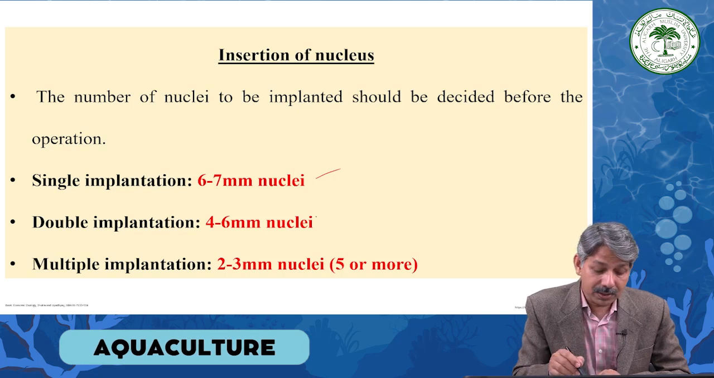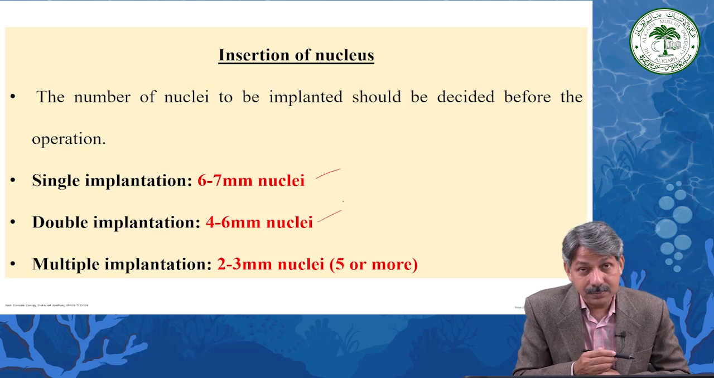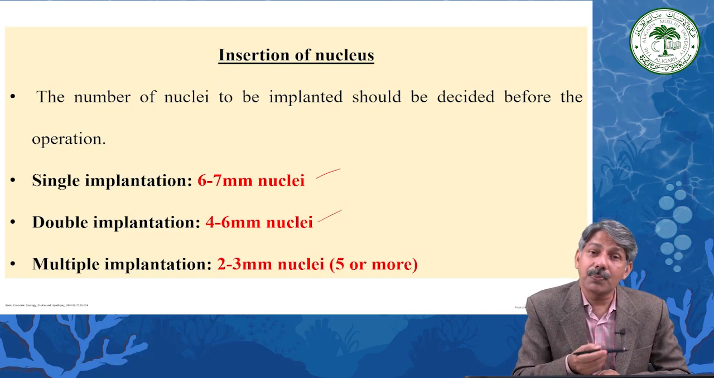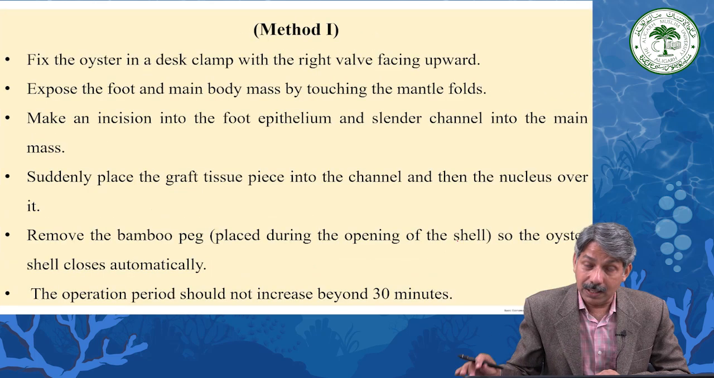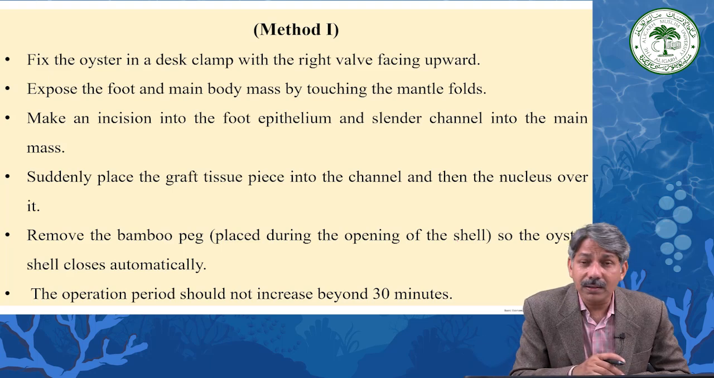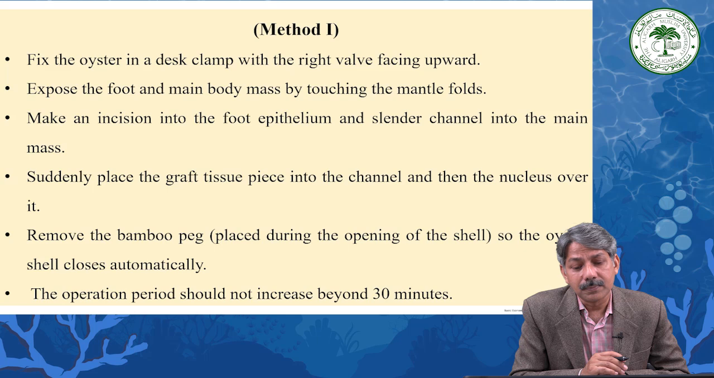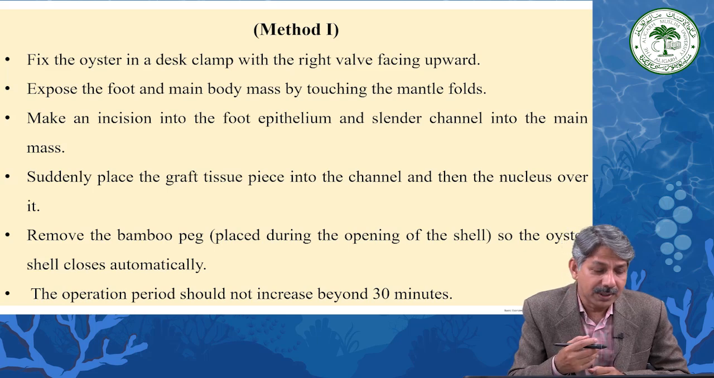For double implantation, we have 4 to 6 millimeter nuclei, and if we are opting for multiple implantation, then 2 to 3 millimeter nuclei can be used. There are two methods of doing this, method 1 and method 2, that we shall be discussing here. Now start with method 1.